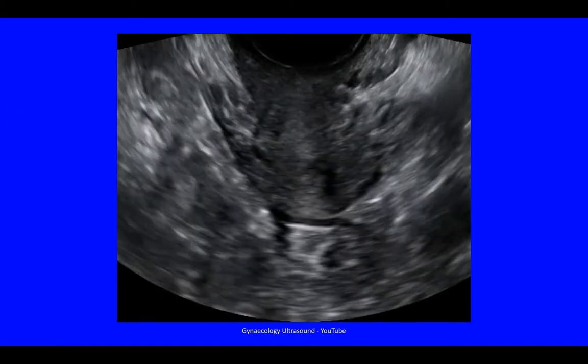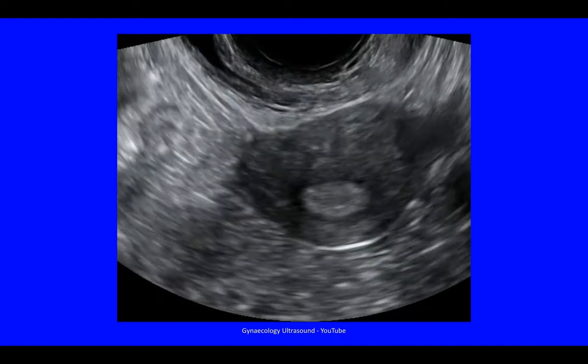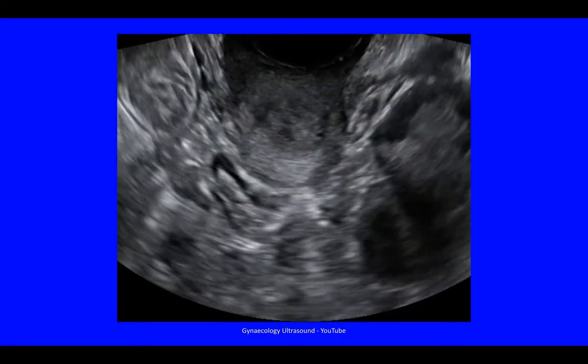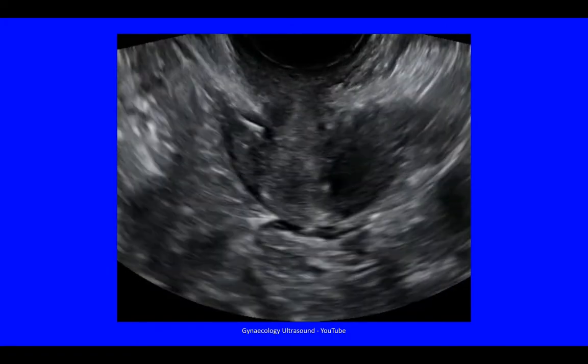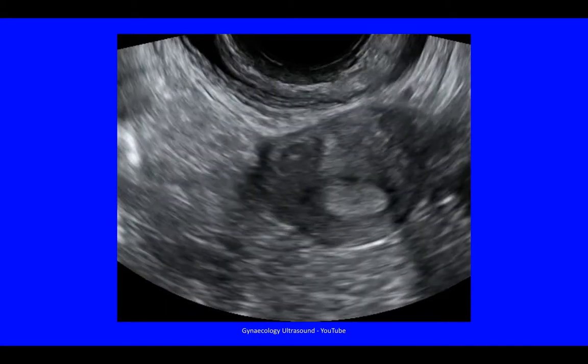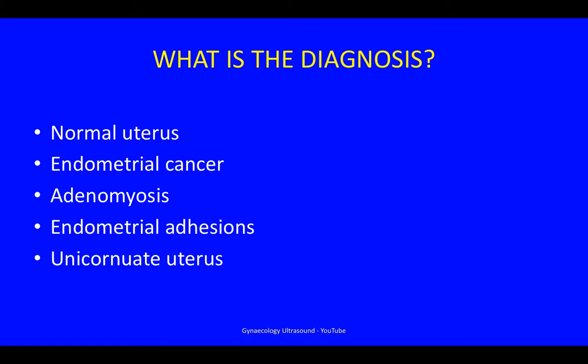This is a video taken at the same time. It's a transverse view of the uterus, scanning from cervix to fundus. What's the diagnosis? Is it a normal uterus, endometrial cancer, adenomyosis, endometrial adhesions, or a unicornuate uterus?